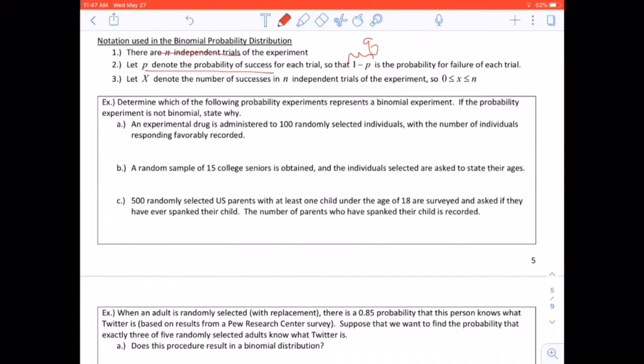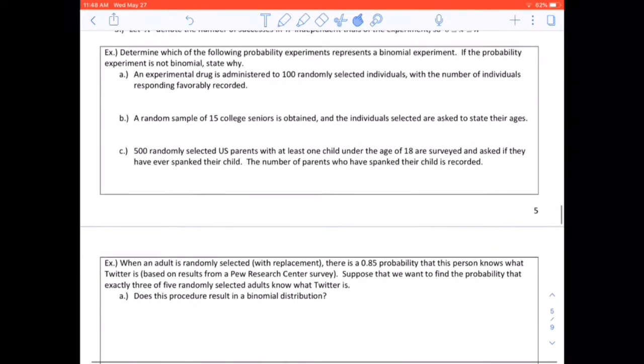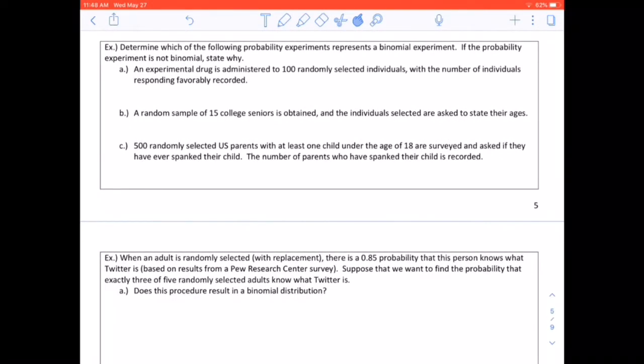The example that we have next says determine which of the following probability experiments represents a binomial experiment. If the probability experiment is not binomial, state why. So part A says the experimental drug is administered to 100 randomly selected individuals with the number of individuals responding favorably recorded. And if you notice, we have a set number of trials. So we have 100 randomly selected individuals. That's our trials. People are independent of one another. And so that's another thing that we need to check.